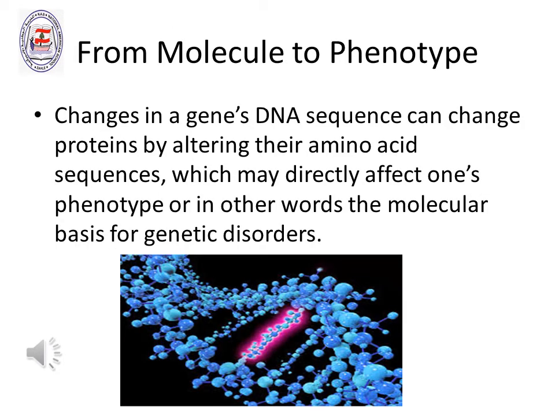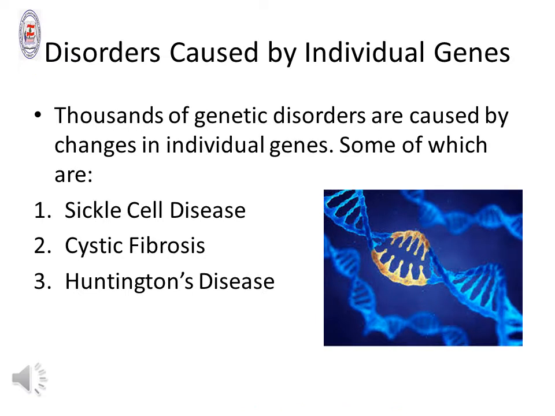Changes in a DNA sequence, like what happens during mutation, can change proteins by altering their amino acid sequences, which may directly affect one's phenotype, or in other words, the molecular basis for genetic disorders. Disorders caused by individual genes. Thousands of genetic disorders are caused by changes in individual genes, some of which we will be discussing: sickle cell disease, cystic fibrosis, and third, Huntington's disease.